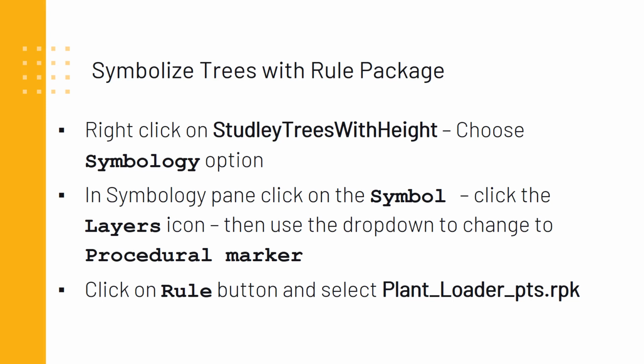To do this, you're going to right-click on Studley Trees with Height in your Contents panel and choose the Symbology option in the pop-up. In the Symbology pane on the right-hand side, click on the symbol. Click on the Layers icon and then use the drop-down to change to Procedural Marker. Click on the Rule button and select the Plant Loader points.rpk that you downloaded and moved into your project folder.